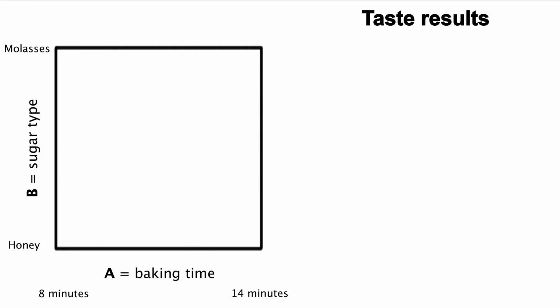Here are the taste results: 3, 5, 4, and 9. 3 is a very bad tasting biscuit and 9 is really good. This is on a scale from 1 to 10. It's clear that the best tasting biscuits were produced when using molasses and a baking time of 14 minutes.